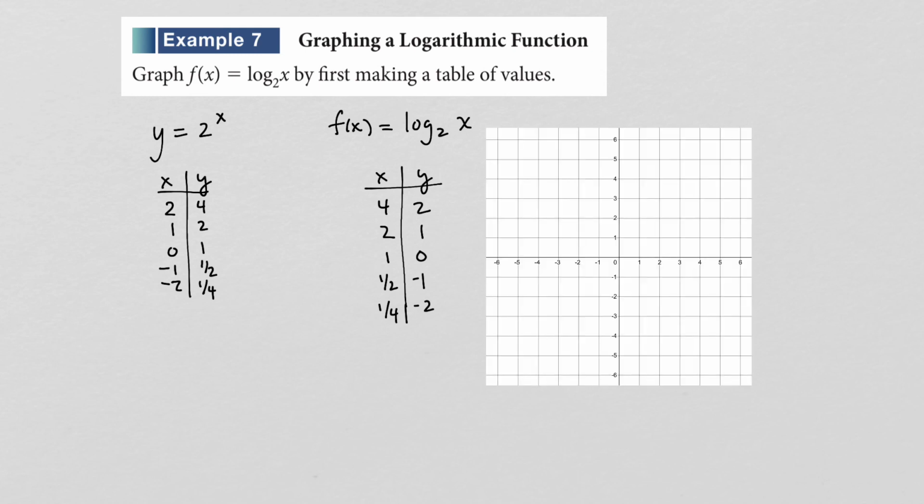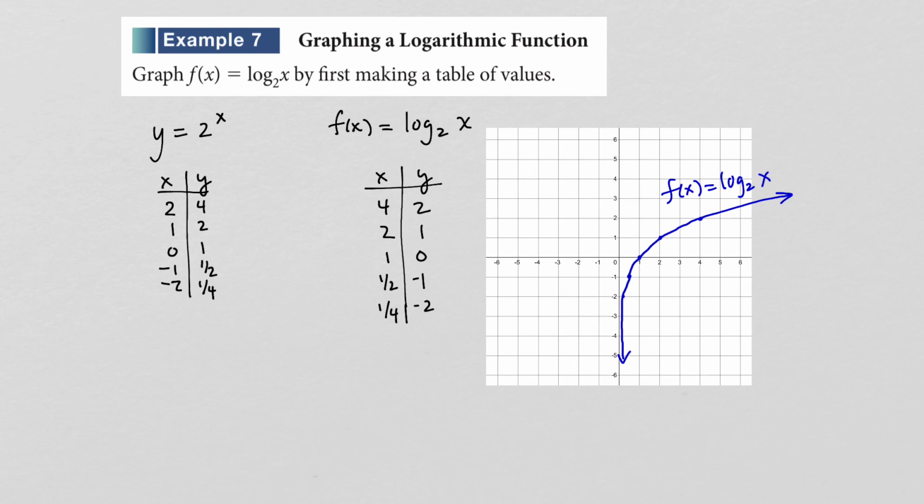All we need to do is simply graph these points. So we have the point 4, 2, 2, 1, 1, 0, 1/2, -1, and 1/4, -2. And what you should see is that the logarithmic function has this shape here. And as you move in closer to x equals 0, it approaches the y-axis but never touches it. And so this is the graph of the function f of x equals log base 2 of x.